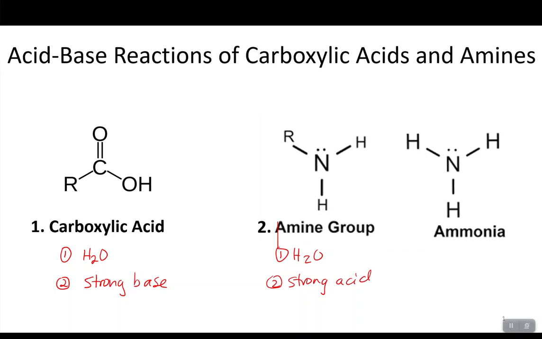A quick point on terminology here. You're going to see the term ammonia used and the term amine. These two refer to slightly different things. Ammonia is going to refer to when nitrogen is bound to 3 other hydrogens. So anytime you see this compound, we will call that ammonia.